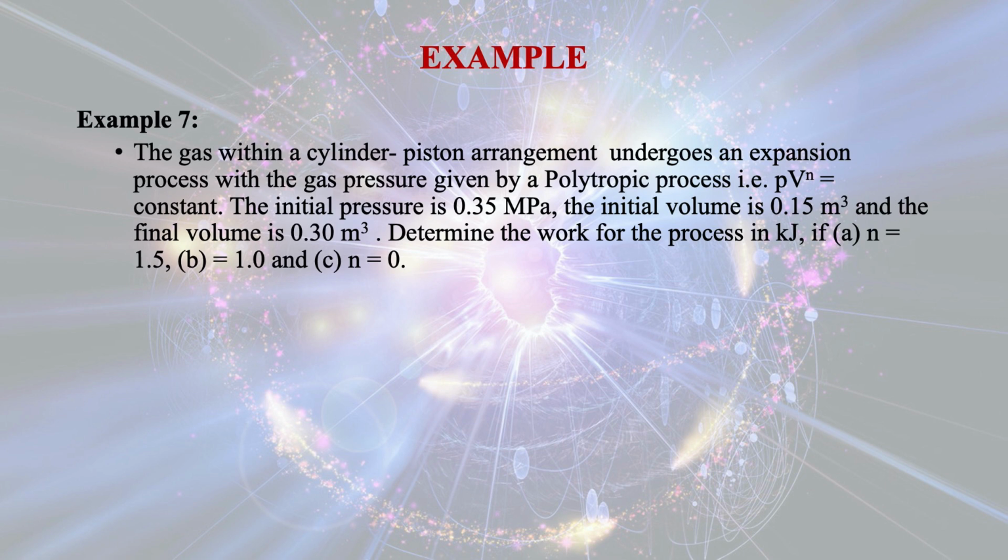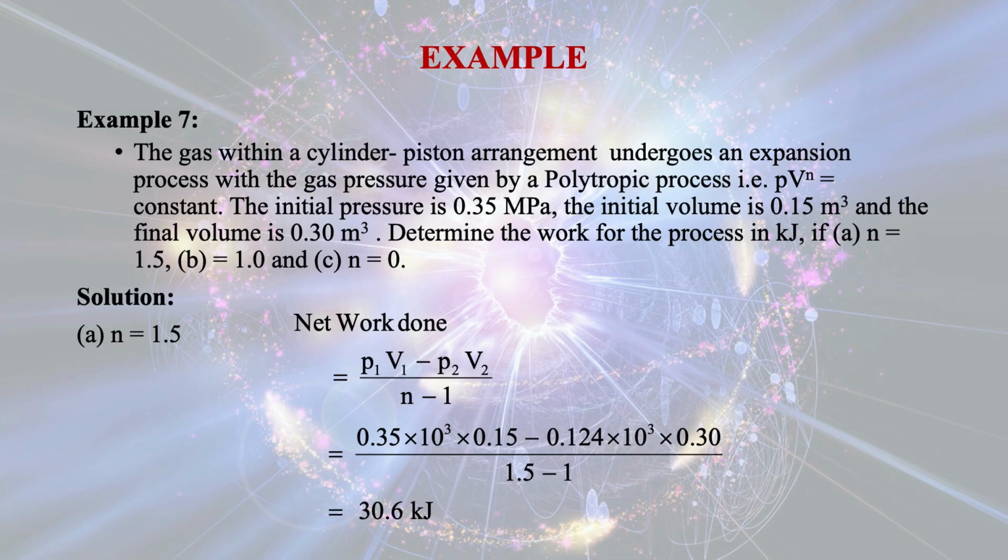That we have already discussed, that P1 V1 to the power 1.5 is equal to P2 V2 to the power 1.25. So P1 is known, V1, V2 are known. So we can calculate P2, that is equal to 0.124 megapascal. Now you see the net work done for the polytropic process, that is P1 V1 minus P2 V2 whole divided by n minus 1. P1, P2, V1, V2 and n all are known. Just put the value in the expression for the work done and get the final result as 30.6 kilojoule.